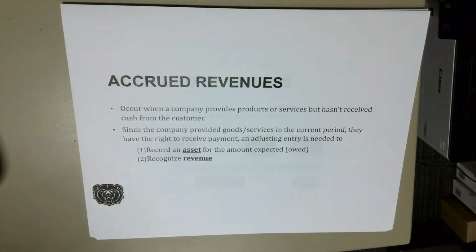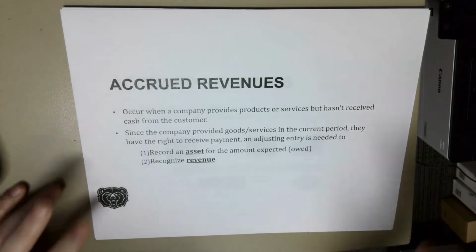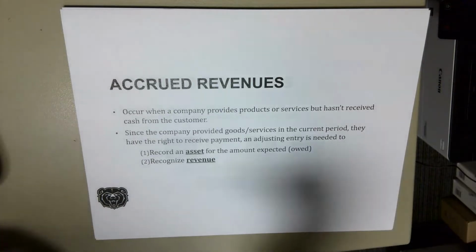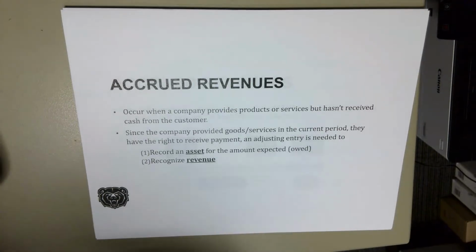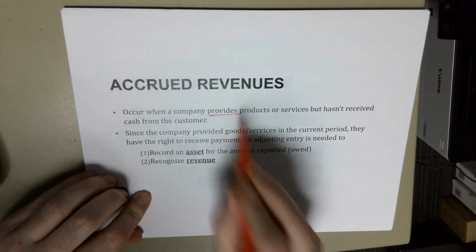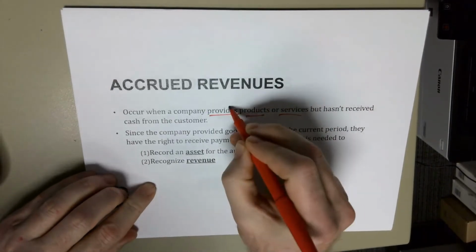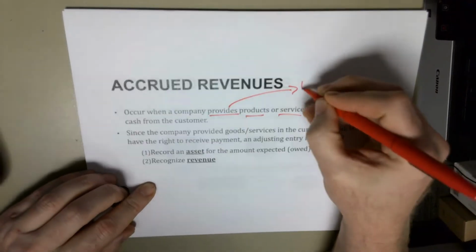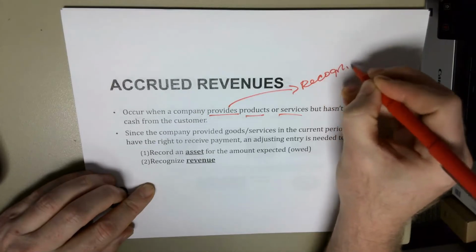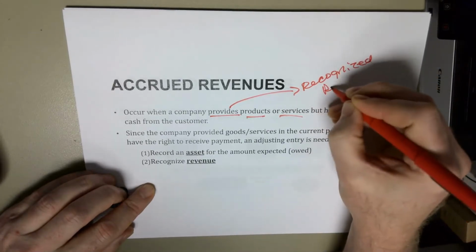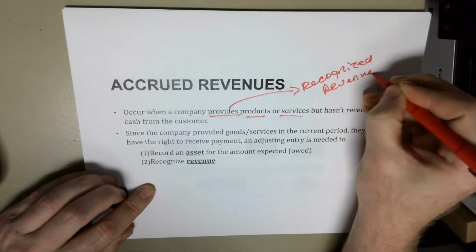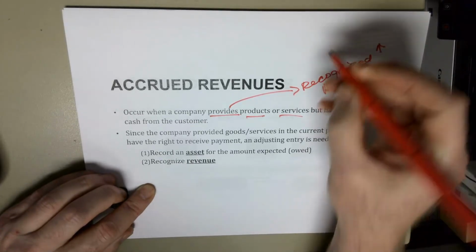Next, let's do a quick review about accrued revenues. So what are accrued revenues? Well, these are revenues where we've provided the product or services, and remember, "provides" means we've recognized. We're going to recognize revenue, which means we're going to increase revenue.